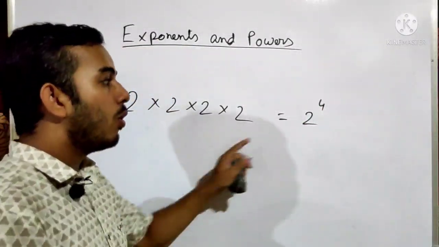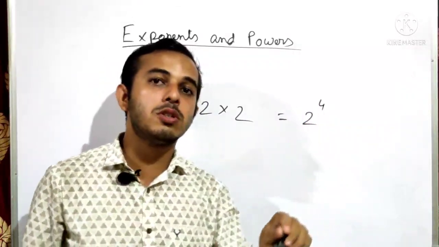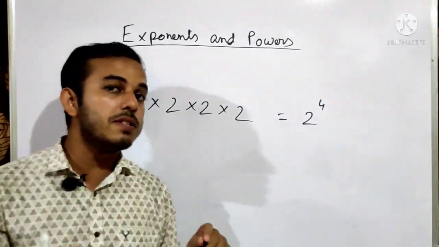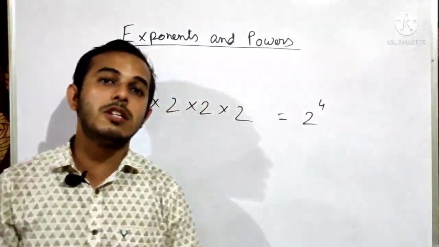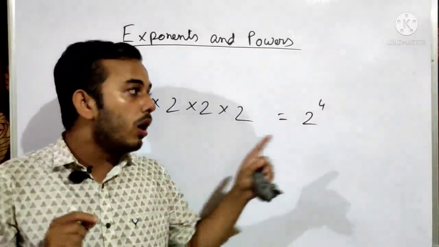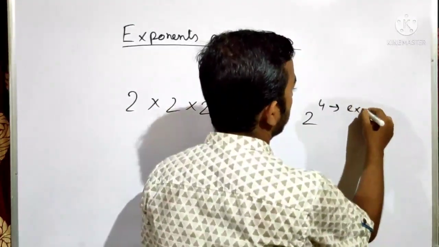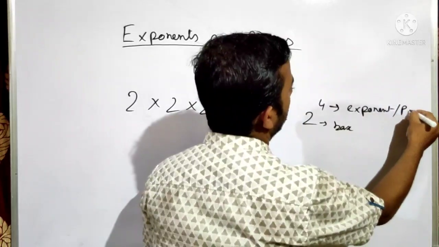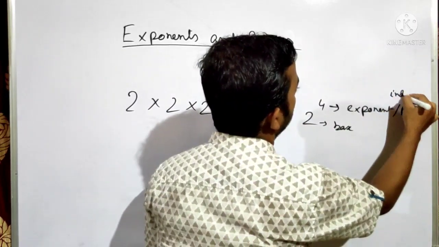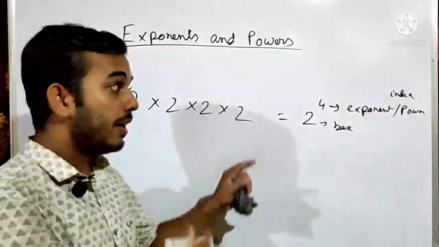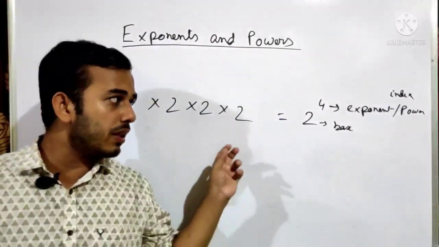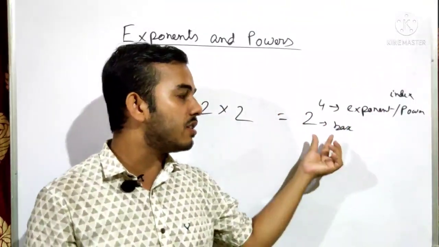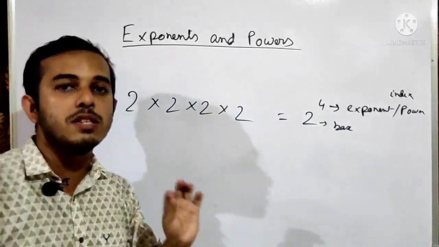Clear? Okay, so what is the position of this? 2 is in the position of base. Where we have written 2, this place is known as base, and where we have written 4, this position is known as exponent. Exponent or power or index, whatever you want to call it, is the number in the top, like the degree in 60 degree. This is known as exponent or power or index, and this is known as base, and together exponent and base is known as what?